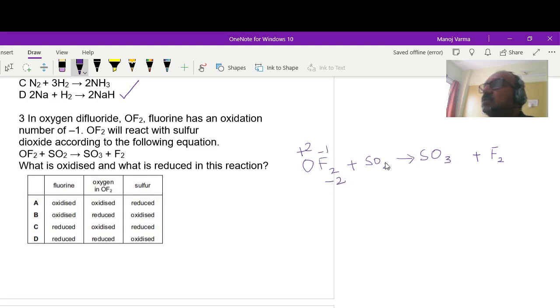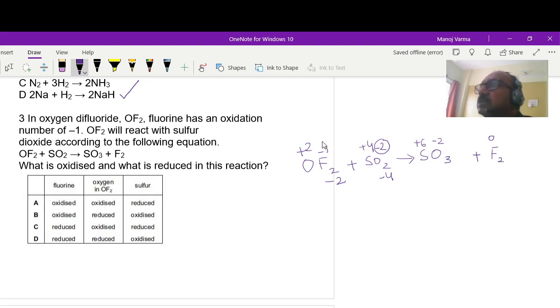So oxygen is +2, but here oxygen on the right side is -2. You have to look at the value only for one atom. You don't have to look at the total value. Only look at the one atom, which is known as the oxidation number for that element. So the oxidation number of oxygen is -2, not -4, right? So here also oxygen is -2. Sulfur here is +6 for one atom. Here it is +4 for one atom, and here fluorine is obviously 0 because it's not combined with any other element.